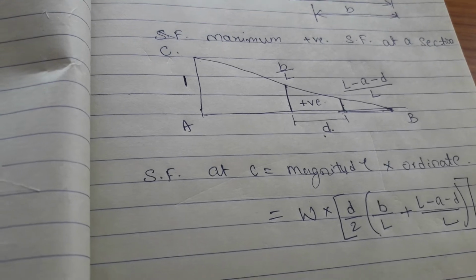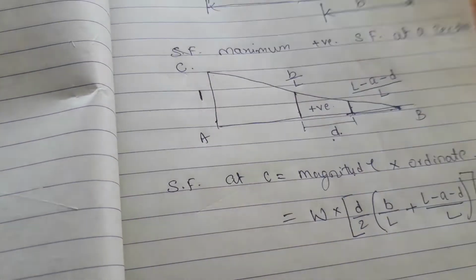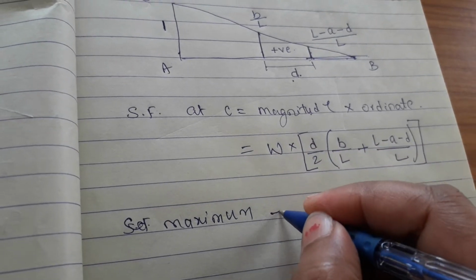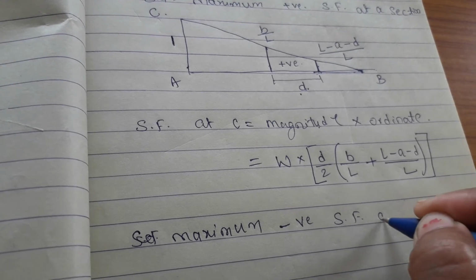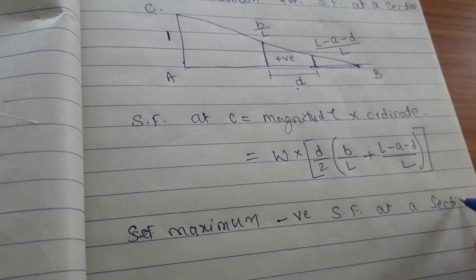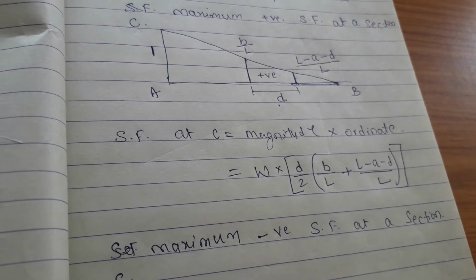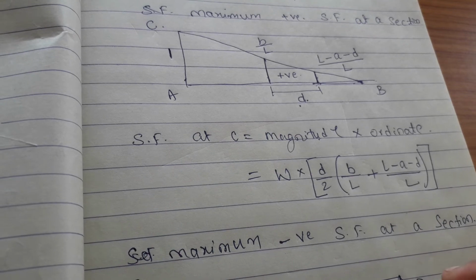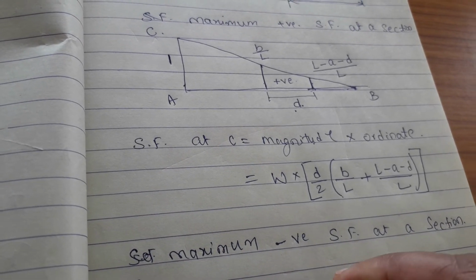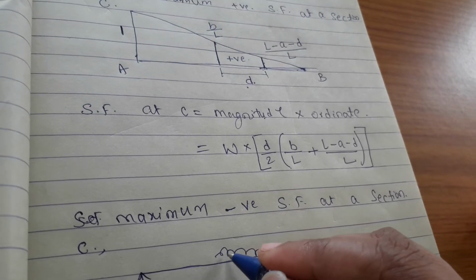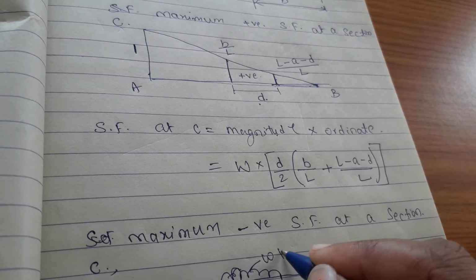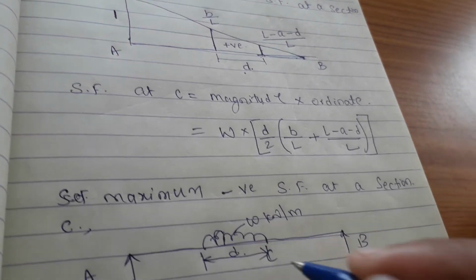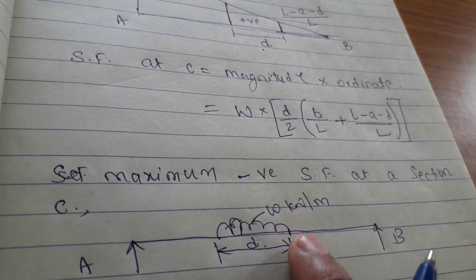In the same way, to get the maximum negative shear force at a section C, the condition is that the UDL which is moving from right to left should have its tail at C. It should be like this. So the intensity remains the same, W kilonewton per meter. This is D. So this is the condition that the tail should be on C.